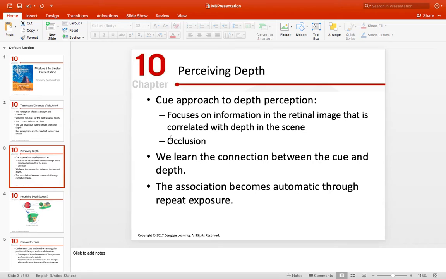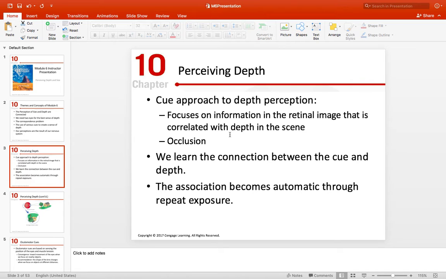Also, as I go through this, I'm not going to necessarily go through every one of these slides in detail. Sometimes I might just point some things out to take note of, and some things I will spend more time on. Perceiving depth: be aware, of course, of the cue approach. We start off with the retinal image. That's the beginning point.